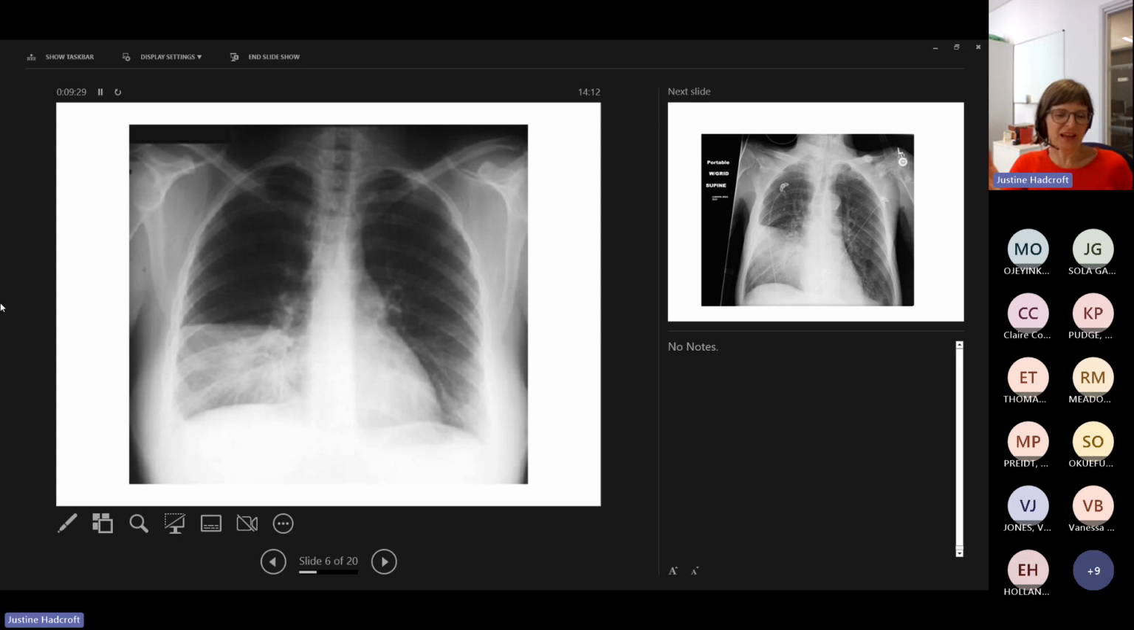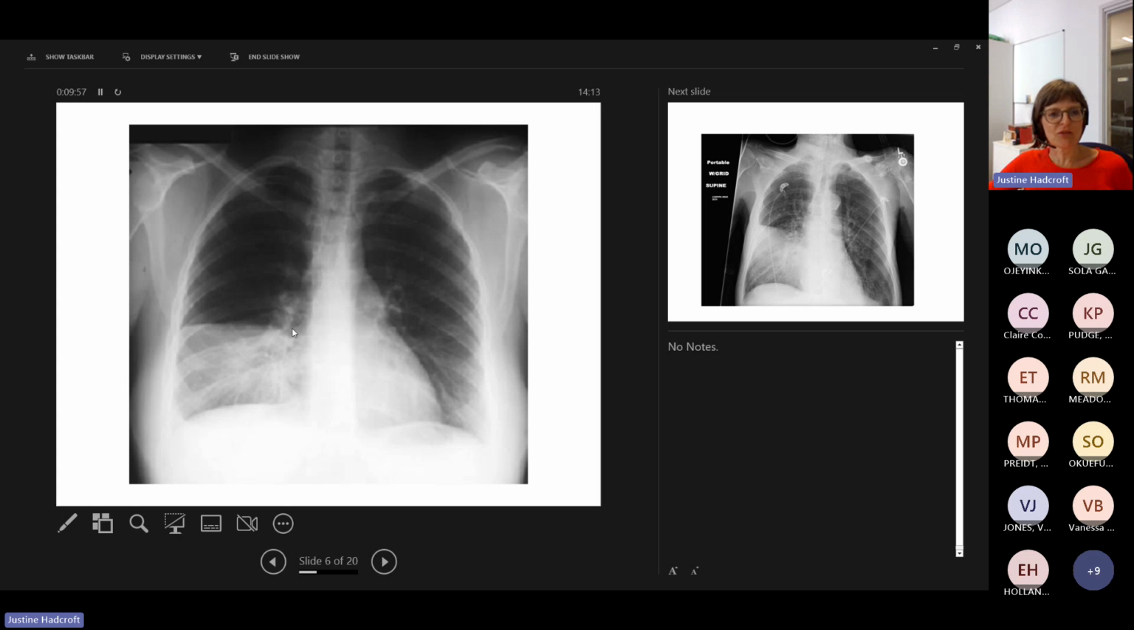So opacity just means any whiteness that you see on a chest X-ray. It doesn't mean anything in particular. And you can still see ribs behind it, so it's probably not fluid density. Usually if you've got fluid, it will obliterate everything that you can usually see there. So you can't really see anything behind it, but you can see the ribs. So I think this is some right-sided consolidation again.